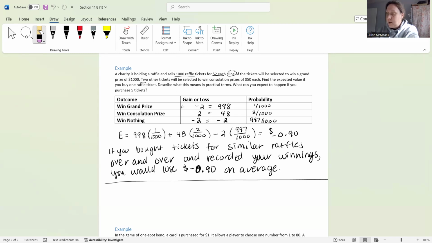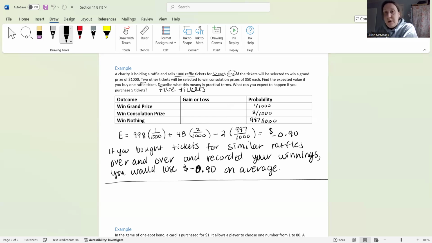Okay. So I'm going to erase the table a little bit because we're going to have to fill it in and change it. Now, the probability does not change. Out of the 1,000 tickets, there's still only one grand prize. There are still only 2 consolation prizes. There are still 997 tickets that win nothing. Okay. What's going to change here if we buy 1 ticket versus 5 tickets is the gain or the loss. Okay. So now let's look at what happens if we buy 5 tickets.